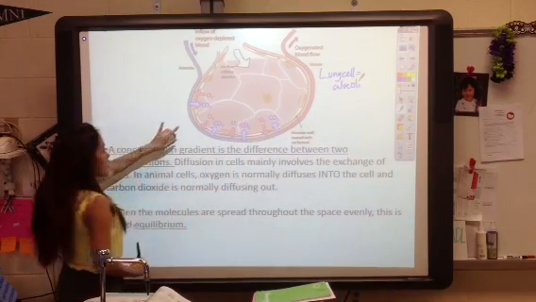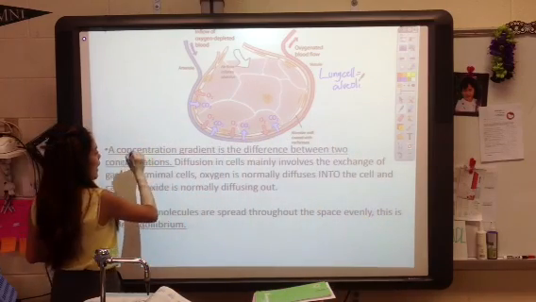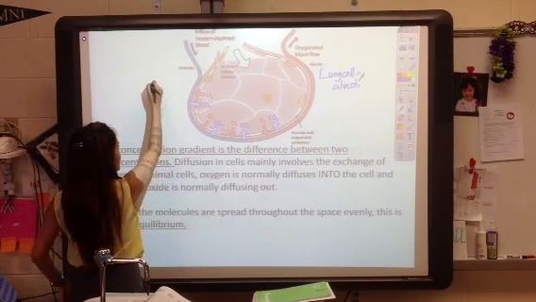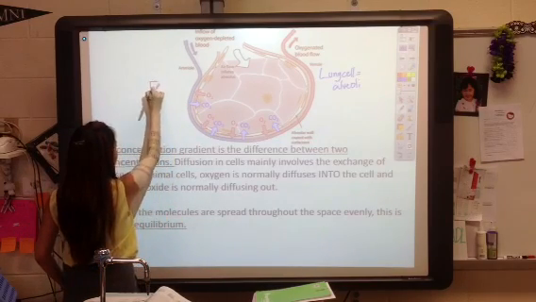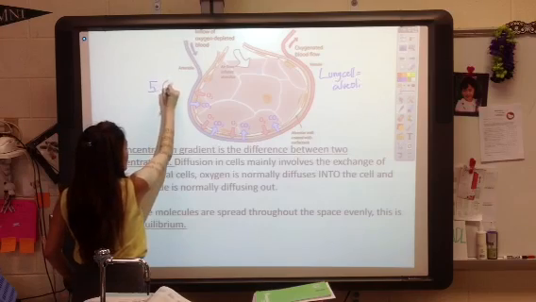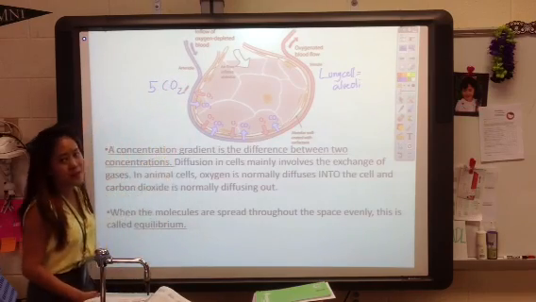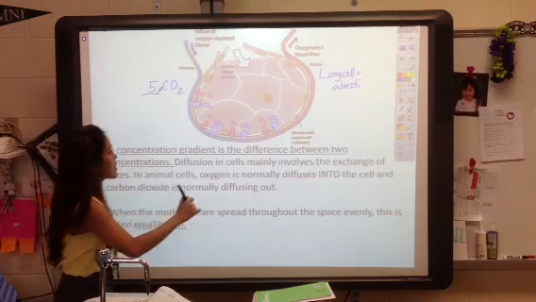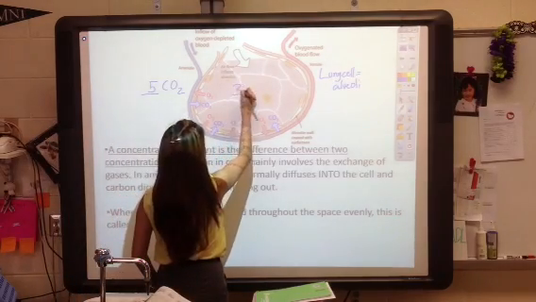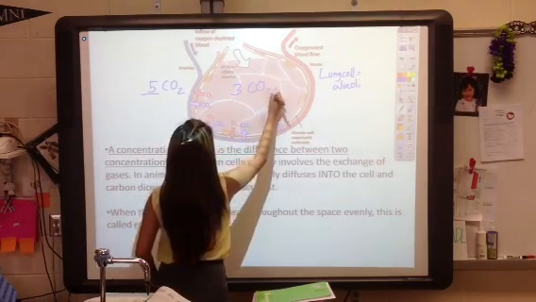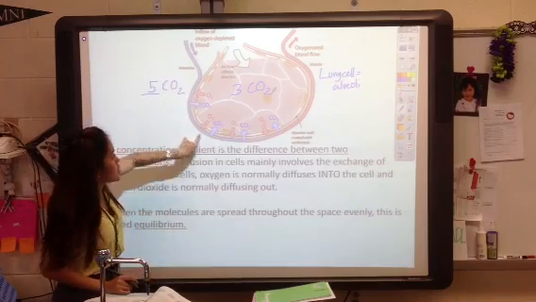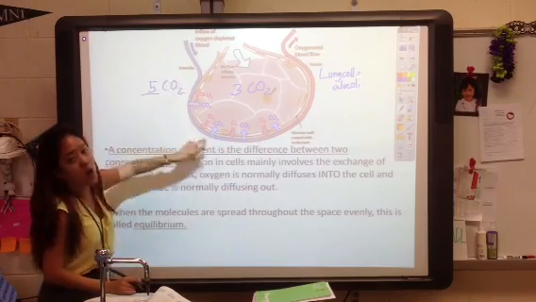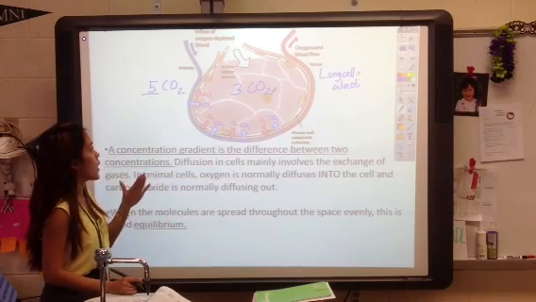As an example, if on the outside of the cell, let's say here with this arrow, we had 5 molecules of CO2, carbon dioxide. I had 5 of them. On the inside of the cell, I had 3 molecules of carbon dioxide. What you see in blue here represents your blood. Those are your arteries that are carrying blood throughout your body.